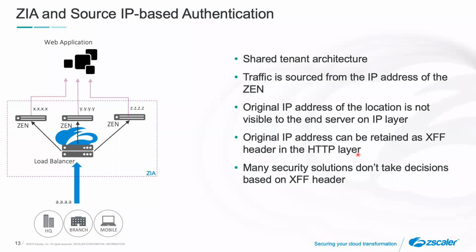So this is something that mostly all HTTP proxies do. We add an additional X-Forwarded-For header, which has the original source IP, that is a.a.a.a. But not all web applications have the ability to look at the XFF header and determine what the original source IP was. In most cases, they would just look at the layer 3 source IP and take a decision based on that.